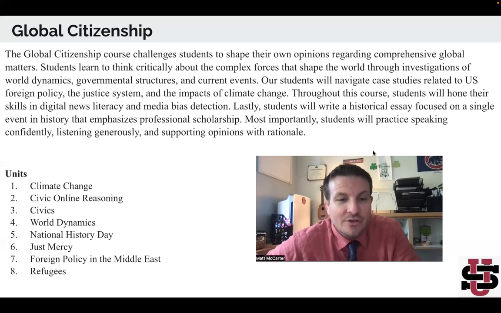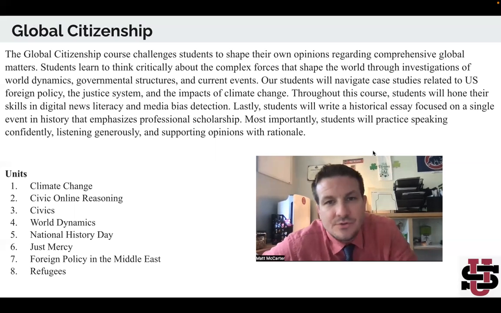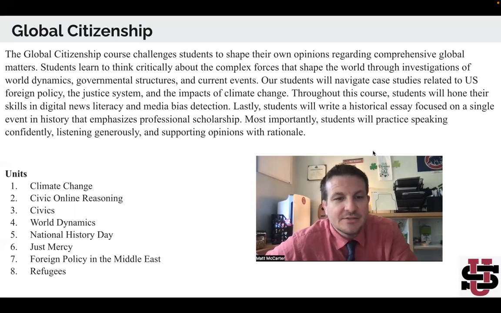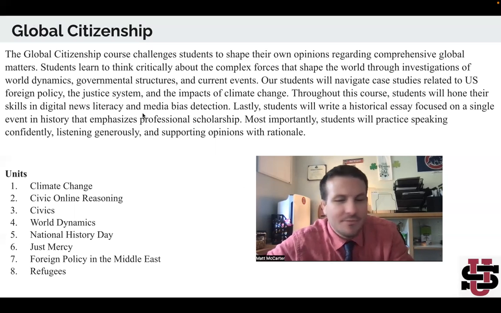And lastly, we will have a unit on refugees, where students will see the plight that refugees face, how different cultures react to refugees, refugees in America and the contributions they've given to American society. So understanding the importance of refugees in the world, and also creating that compassion with modern folks that are in these situations.